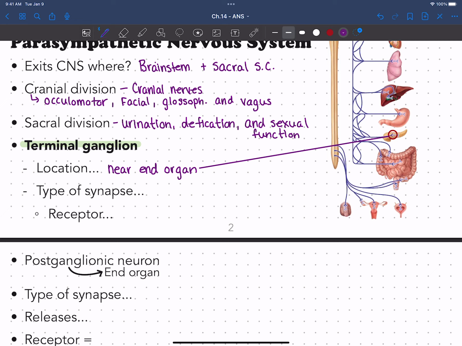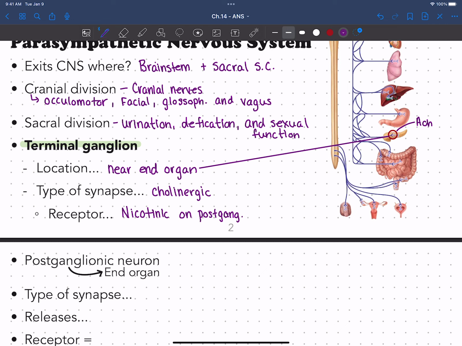This synapse between pre and post is a cholinergic synapse because acetylcholine is released by that preganglionic neuron onto the postganglionic neuron. And so that postganglionic neuron would have receptors for it, which are called nicotinic receptors. Right, and that's on the postganglionic neuron. All right, we can make a little note here that this is an acetylcholine synapse, right, or a cholinergic synapse.